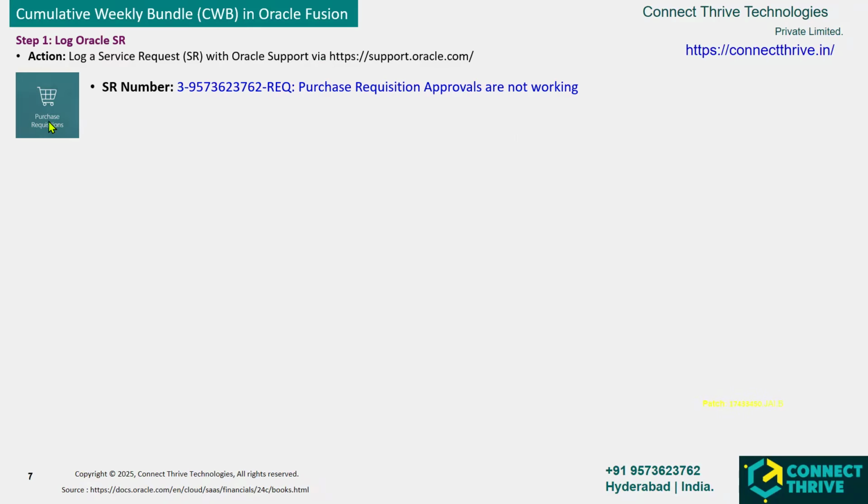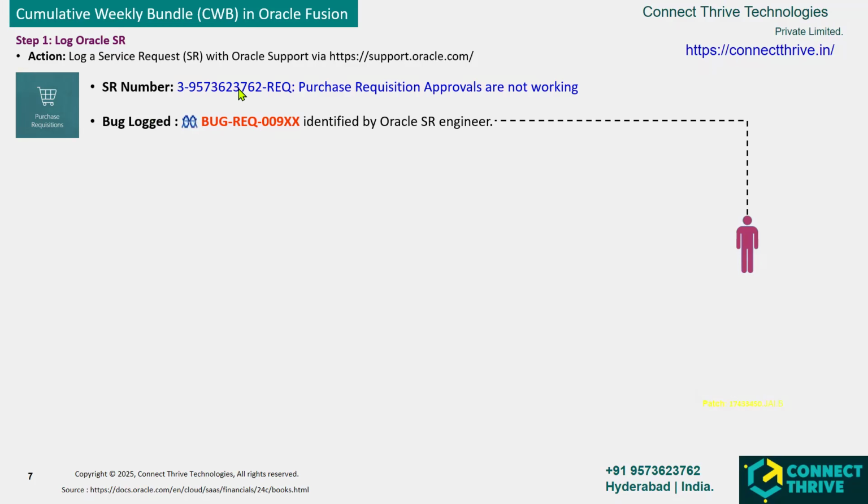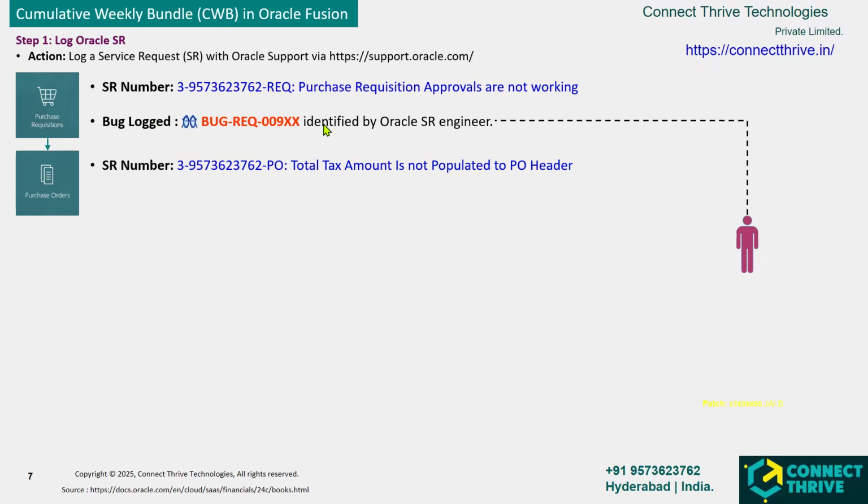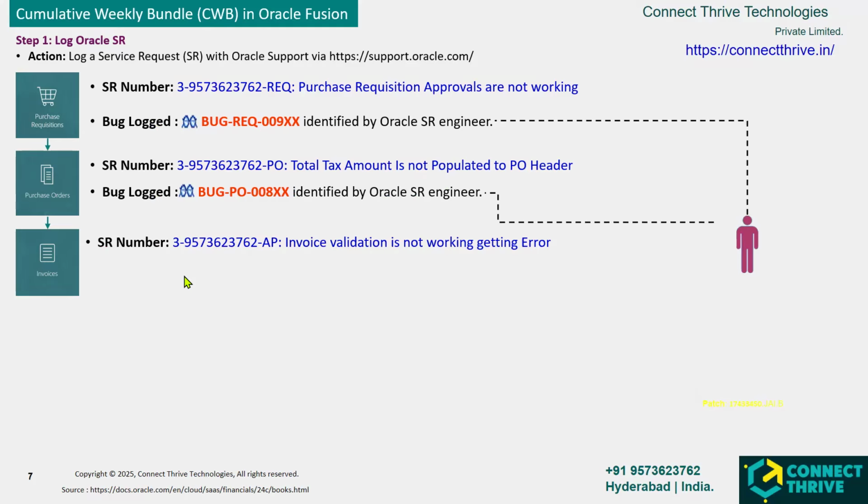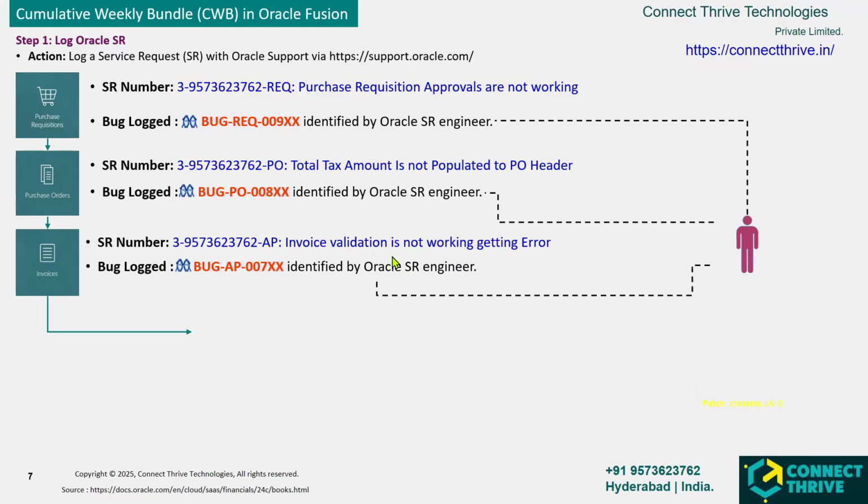So we log an SR through Metalink. We have one issue at the purchase requisition level: purchase requisition approvals are not working. So the Oracle SR engineer decided to raise a bug for this specific SR. Then, we have a purchase order where the total tax amount is not populating at the PO header level. Again, the Oracle development team verified setups, config, everything. Then they decided it is also a bug. After that, we have one more SR: AP invoice validation is not working. We are getting an error. This is also a bug that the Oracle SR team raised.